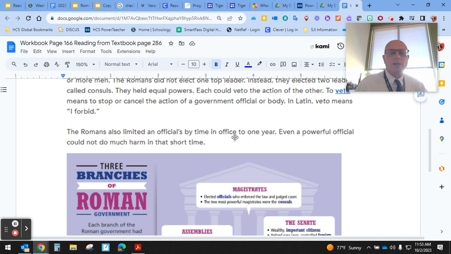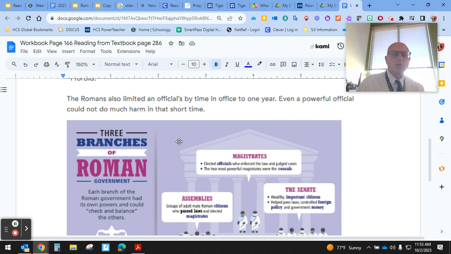The Romans also limited an official's time in office to 1 year. Even a powerful official could not do much harm in that short a period of time. So they had term limits. So we call them term limits of 1 year. Here in the United States, we have term limits. People serve in office either 2, 4, or 6 years.